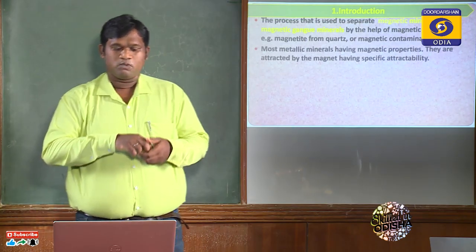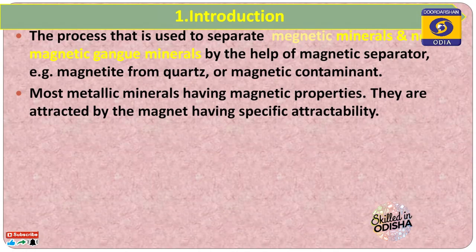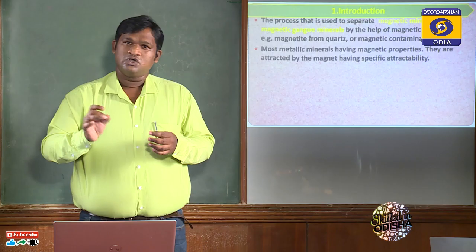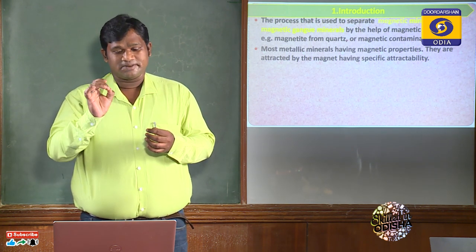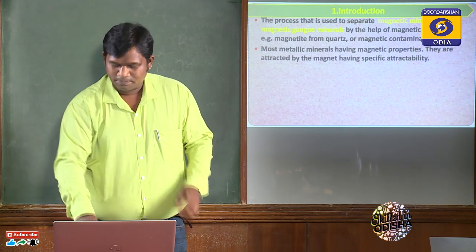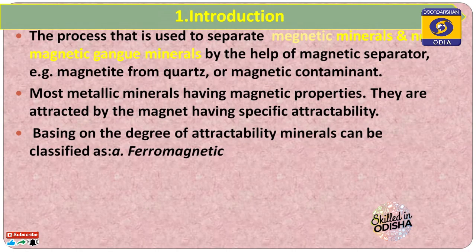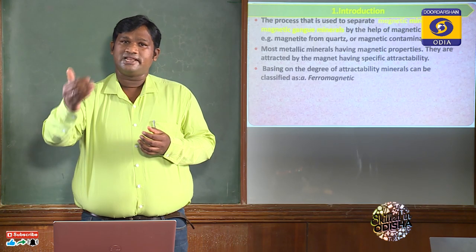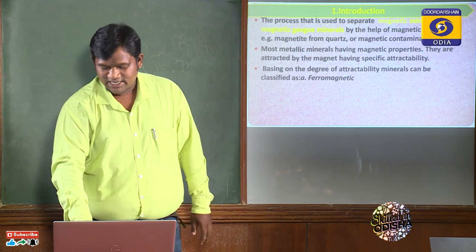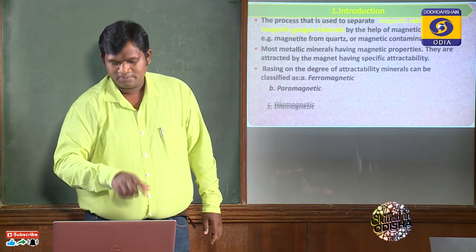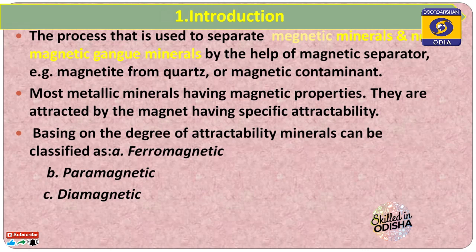Next, most metallic minerals having magnetic properties are attracted by a magnet with specific attractability. Not all minerals, but most minerals, have specific attractability and magnetic properties. Based on the degree of attractability, minerals can be classified. There are basically three types of magnetic minerals: one is ferromagnetic, another is paramagnetic, and the last one is diamagnetic.